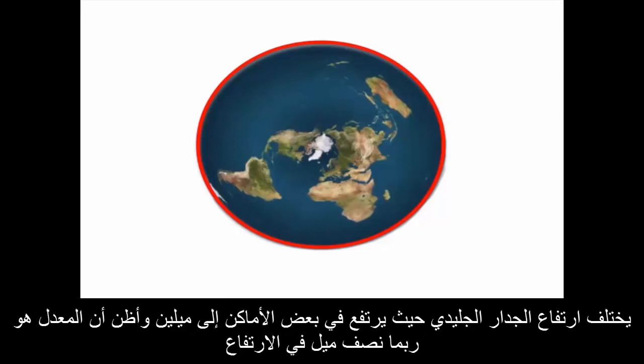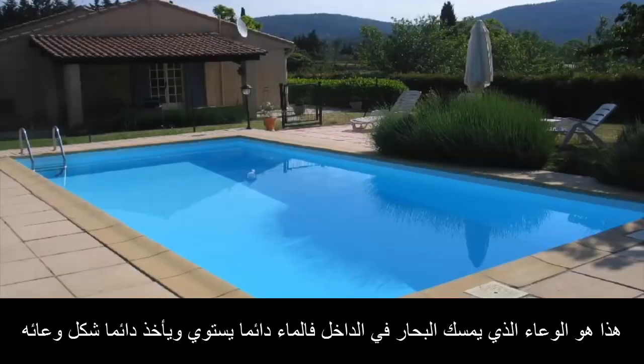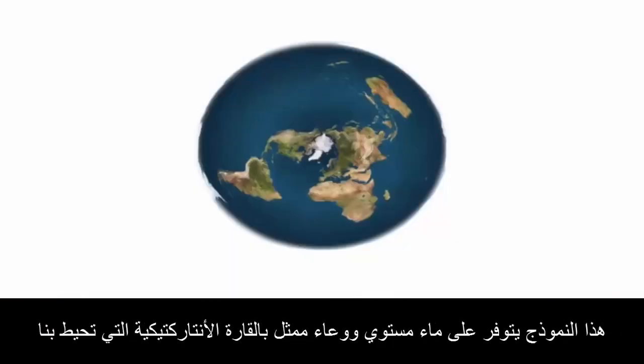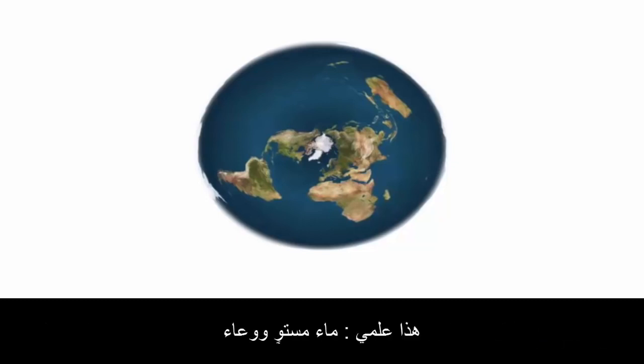The ice wall varies in height. It gets as high as about 2 miles at some places. I think it averages maybe a half-mile high. This is the container that holds the world's oceans in. Water always levels out and always takes the shape of its container. This model has level water and a container, which is the Antarctic continent that surrounds us. It's not on the bottom of the ball. It's actually the ice that surrounds us and holds the oceans in. That's scientific. Level water, container.